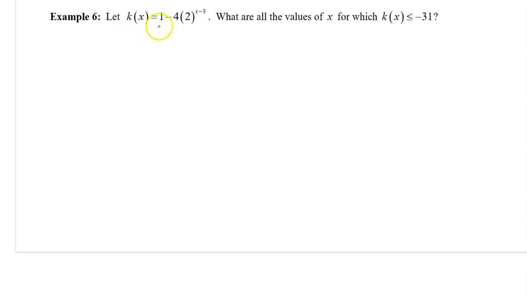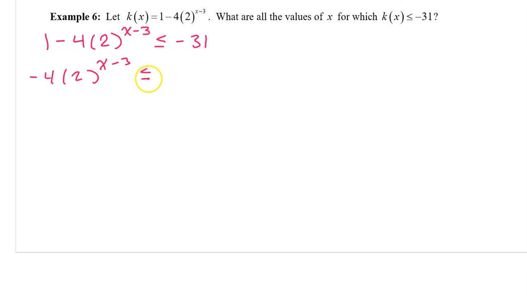Example 6. Let k of x equal 1 minus 4 times 2 to the x minus 3 power. What are all values of x for which k of x is less than or equal to -31? Finding where k of x is less than or equal to -31 means solving this exponential inequality. Let's simplify this by isolating the exponential part of the inequality. Let's start by subtracting 1 from both sides of the inequality. So we will have -4 times 2 to the x minus 3 power is less than or equal to -32.